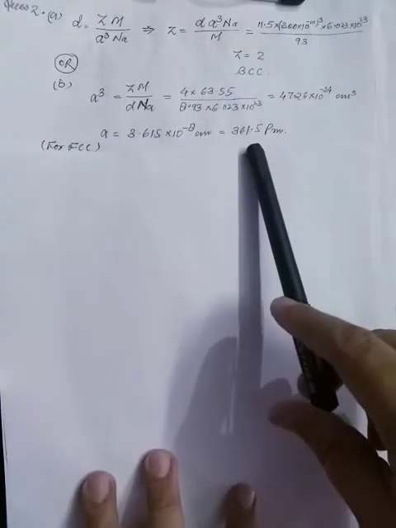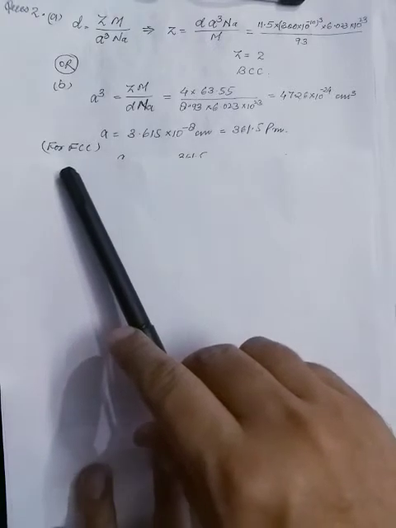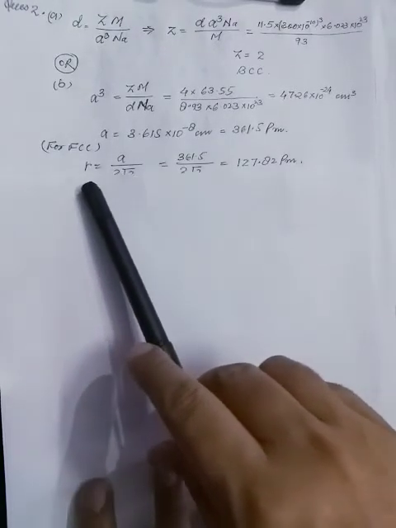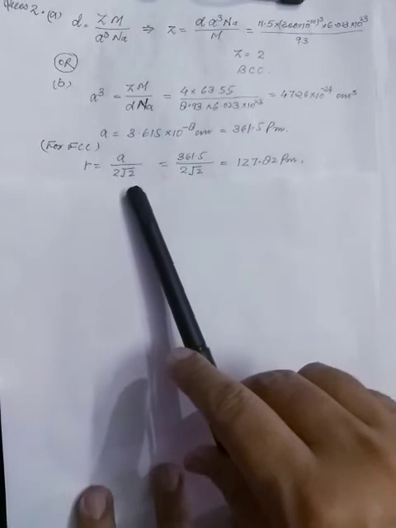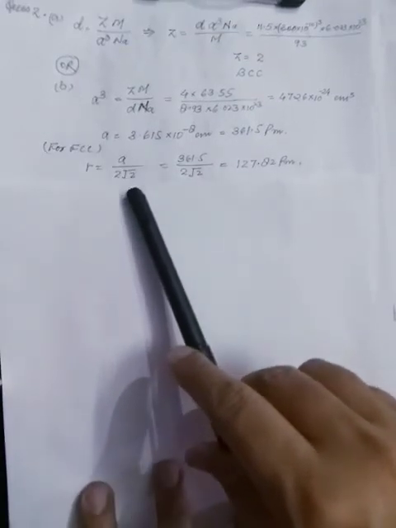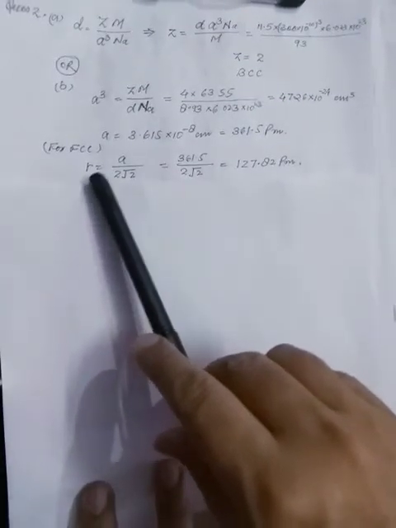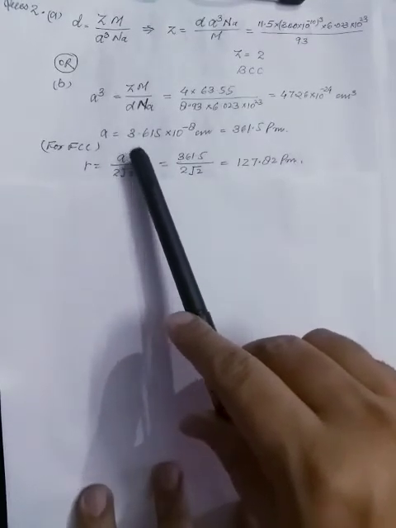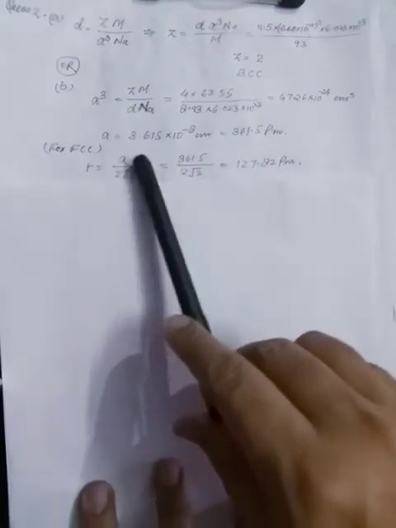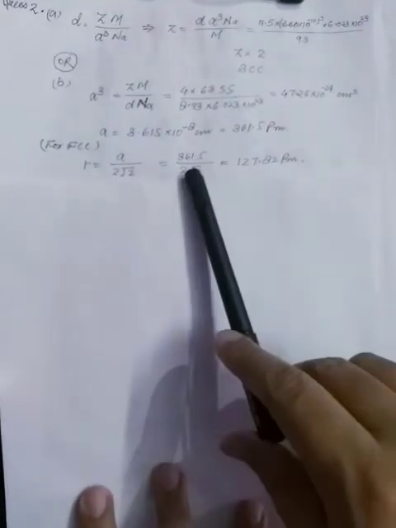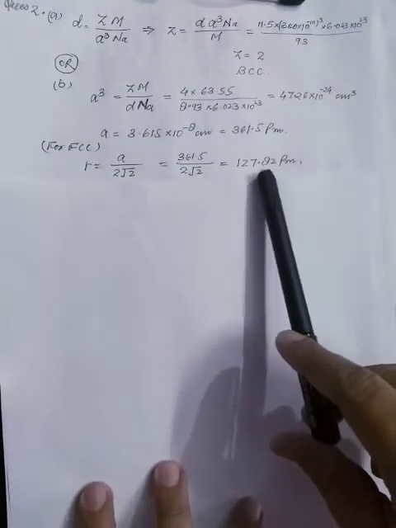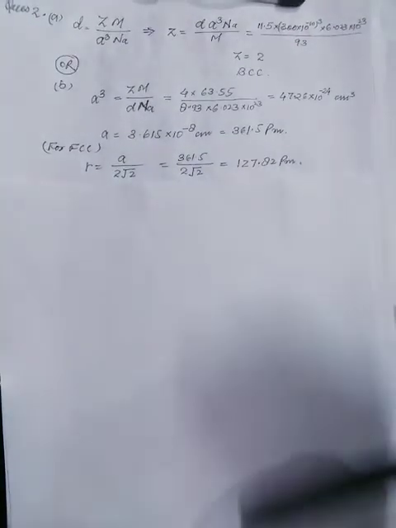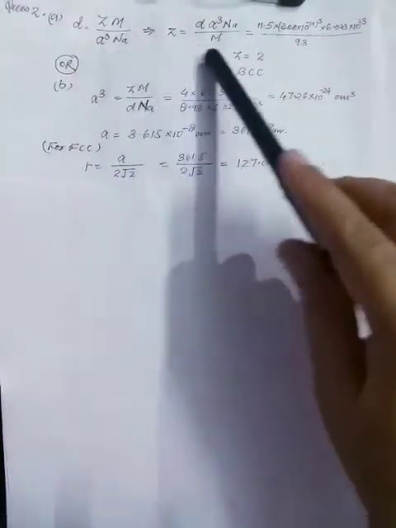Now the value of A is known. Now it is FCC, so the relation will be what? R is equal to A upon 2 root 2. R is equal to A upon 2 root 2 is the relation between radius and A, where A is the edge length. So you will put the value of A and get the radius. If you ask which question I would choose, I will choose the first question because it is simple, you can calculate the value of Z and say that it is BCC, where the value of Z is 2.